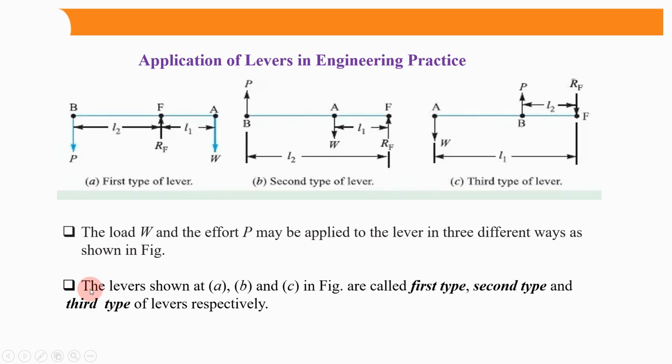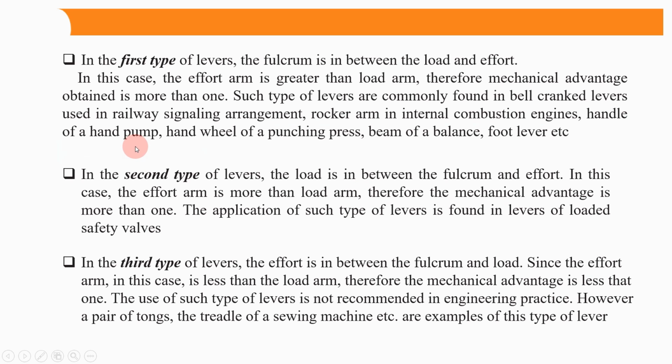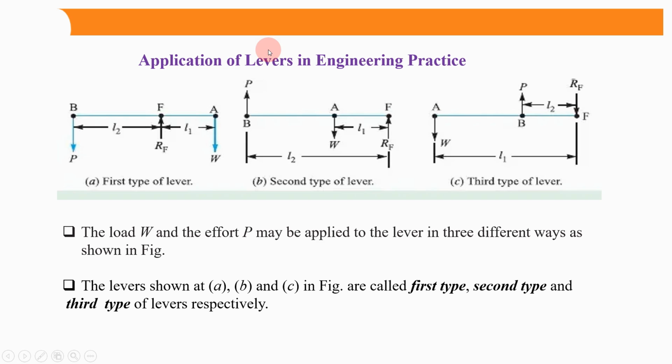So the levers shown in figures A, B, and C are called first type, second type, and third type of levers respectively. See guys, I have already told you that figure A denotes the first type of lever, figure B denotes the second type of lever, and figure C denotes the third type of lever. Now what is it actually, please see. In the first type, please pay your special attention over here. In the first type of levers, the fulcrum is in between the load and effort. See guys, I have told you. Please see, your fulcrum is between the load and effort.